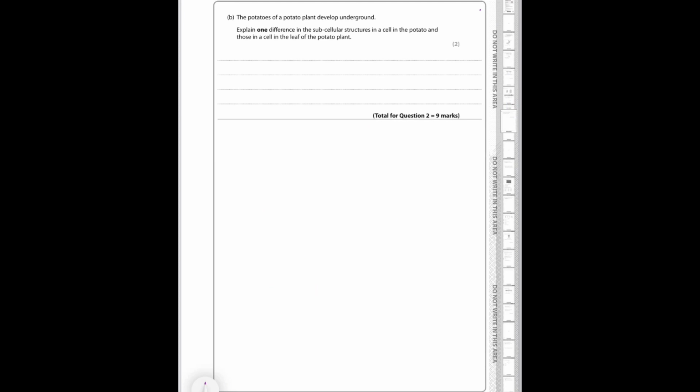So now we're told the potatoes of a potato plant develop underground. Explain one difference in the subcellular structure in a cell in the potato and those found in the leaf of the potato plant. Because the potato is underground, it does not need any chloroplasts for photosynthesis.